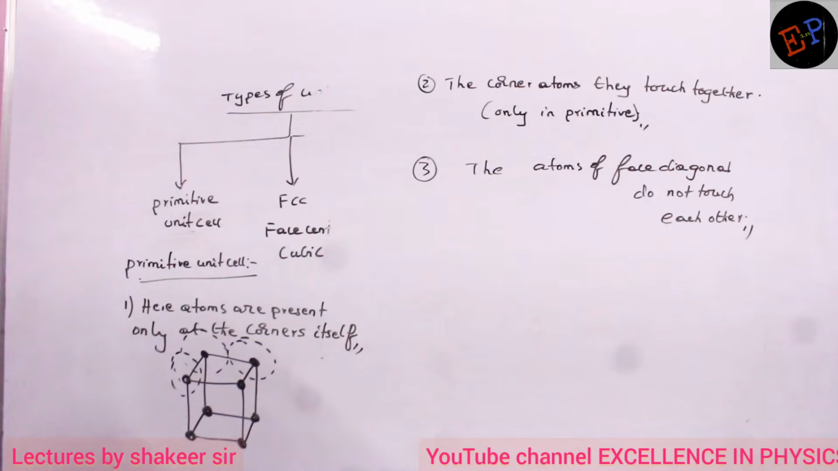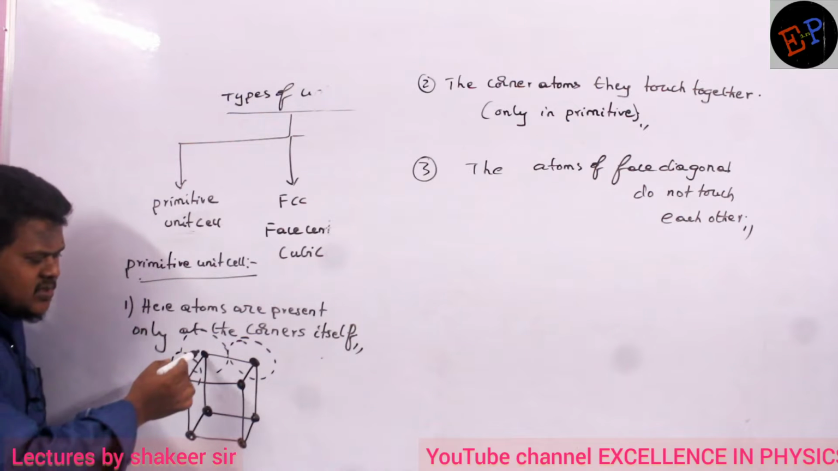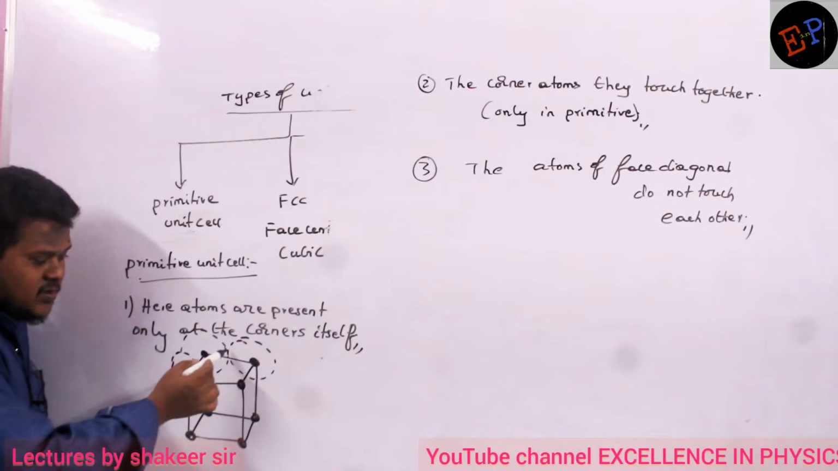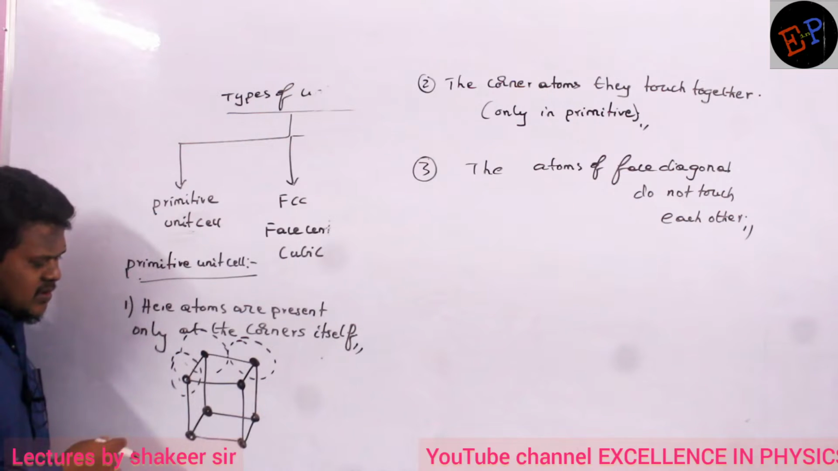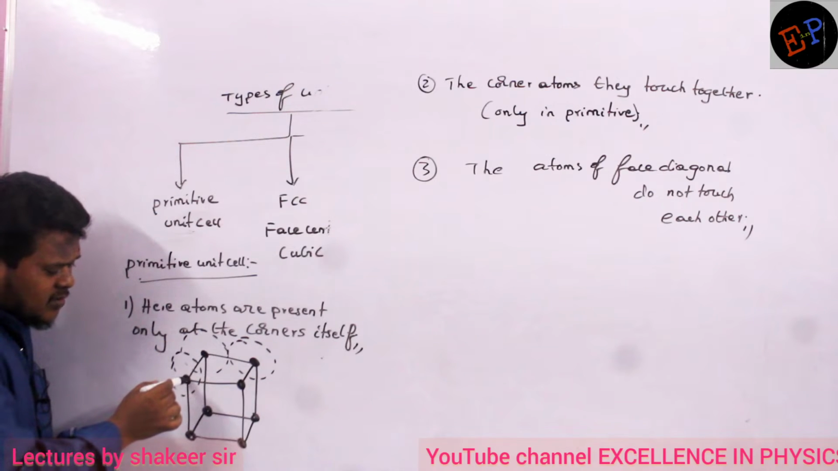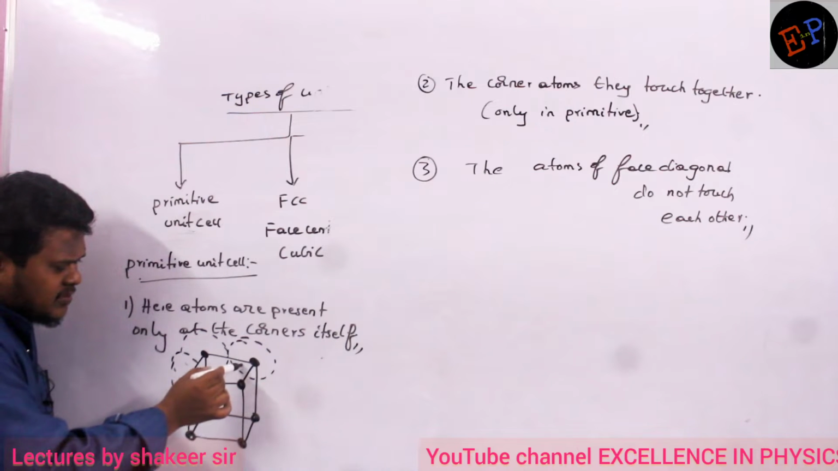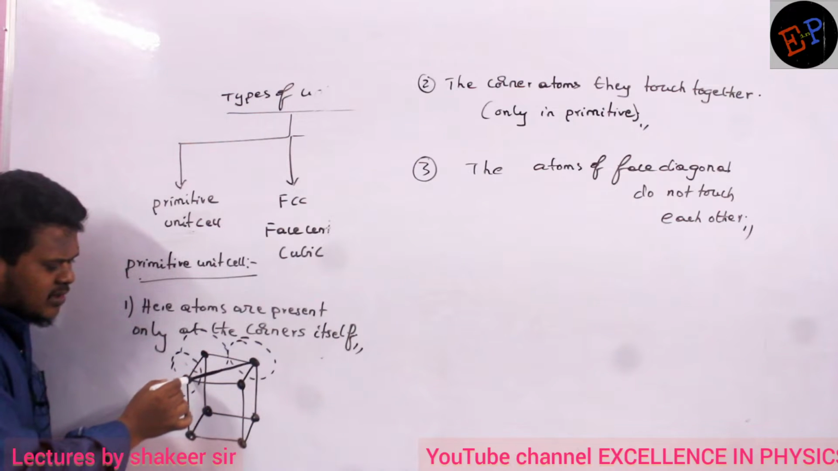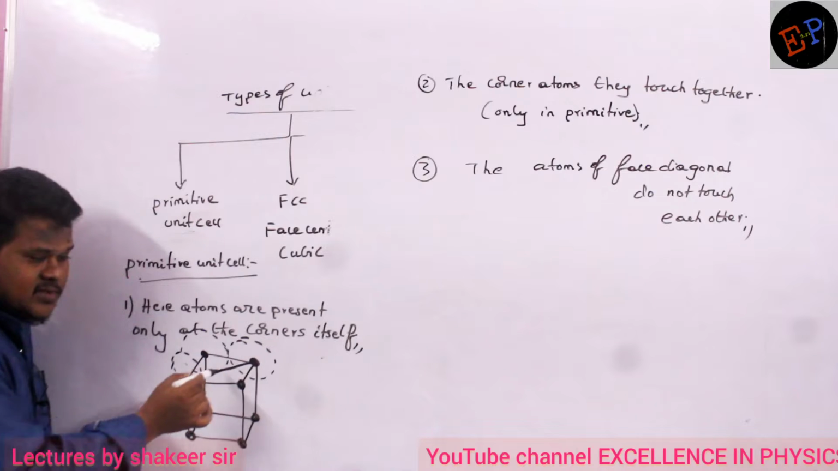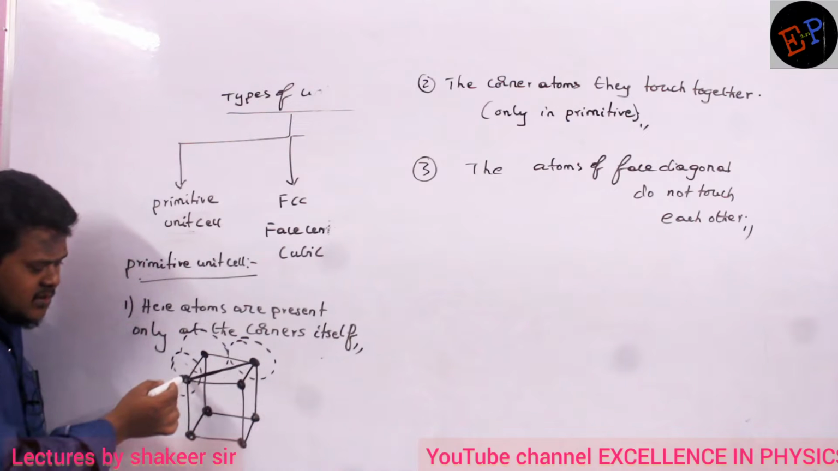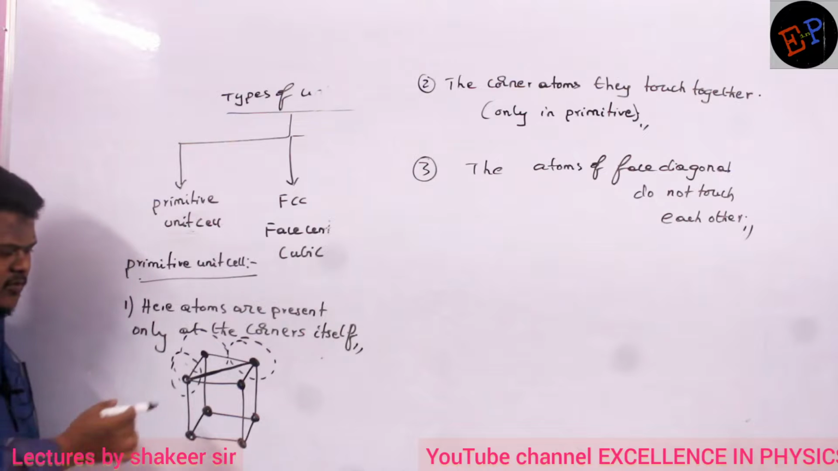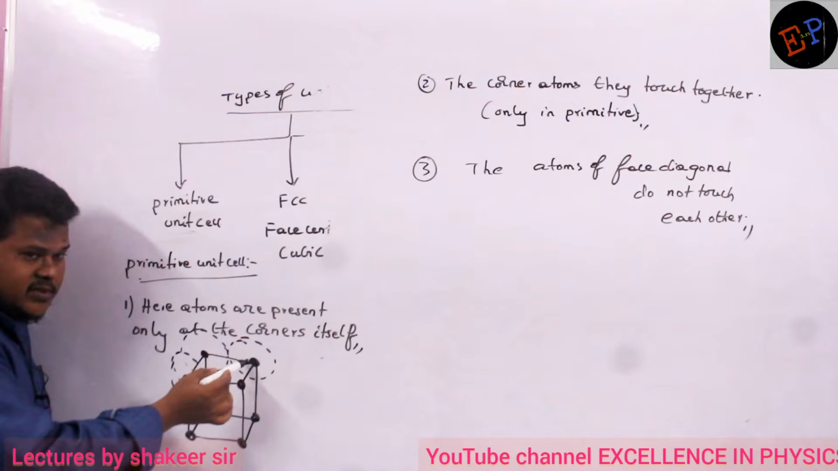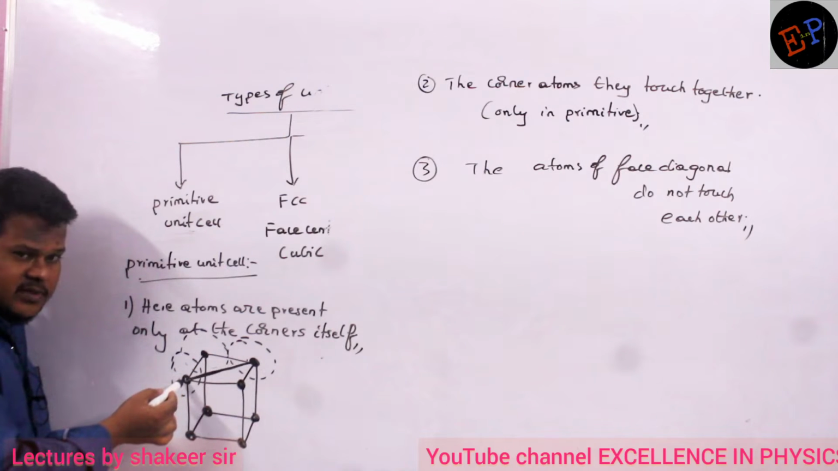Face diagonal means, face means what? So this is one face, no? This is one face. 6 faces are there, no? So this is one face, the top face. Diagonal means connecting one atom to another atom exactly in the opposite direction along the diagonal. This is called a face diagonal. So this atom and this atom are not touching each other. Are you able to understand? Only corner atoms will touch each other. These atoms will never touch each other.